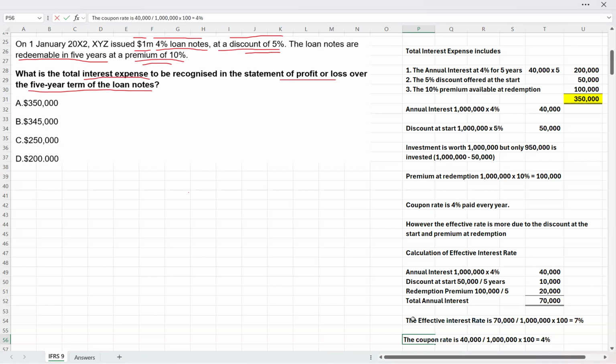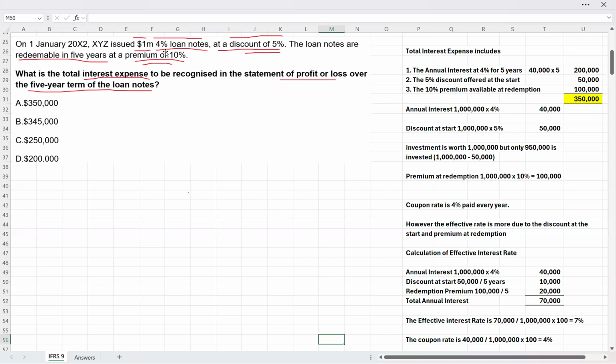only 4%. By looking at this question, you can have a really good understanding of why the effective interest rate is more. You see the effective interest rate is higher. The only reason is that it had the discount at the start and the premium at redemption. When we calculate their annual values and take the total annual interest, it became 70,000. We divided it by 1 million, and we got 7%. However, if we only consider the annual interest which is going to be paid, it will be 4%, which is provided in the question.